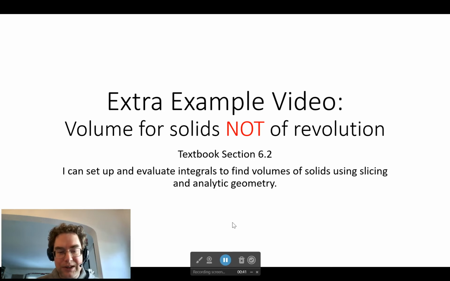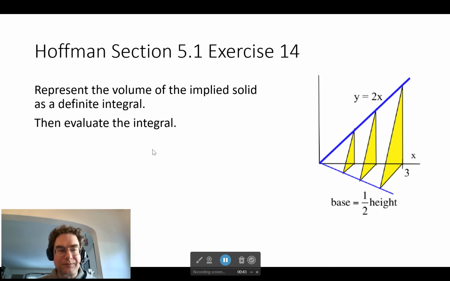So let's take a look at our first example. This example comes from Hoffman's book, which is again a free online calculus textbook linked on Canvas. It's a great resource for extra problems and a little bit different perspective, so I highly recommend it.